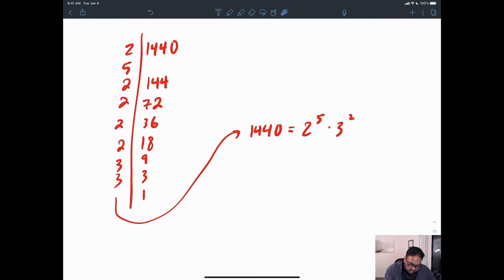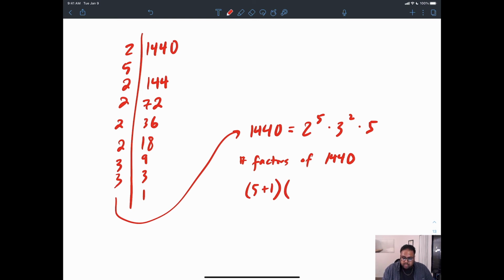And how many 5's do I have? Just 1. Okay? So that means the number of factors of 1440, you notice I have 6 options for the number of 2's that I include. But that's just the exponent on 2 plus 1, right? Because it's anything from 2 to the 0 to 2 to the 5. And so 0, 1, 2, 3, 4, 5, there are 6 options.